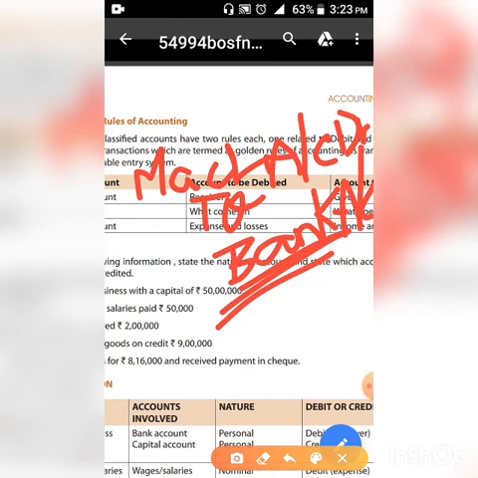So these are the golden rules of accounting which have to be used while recording journal entries in the journal books.